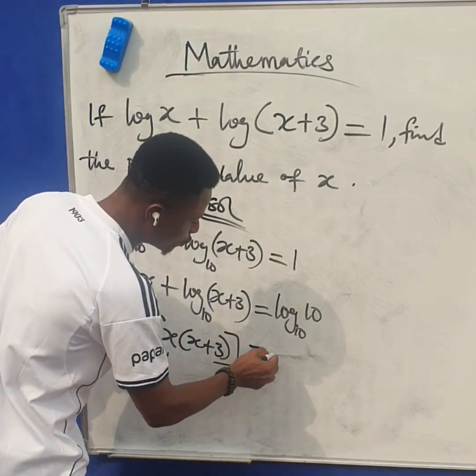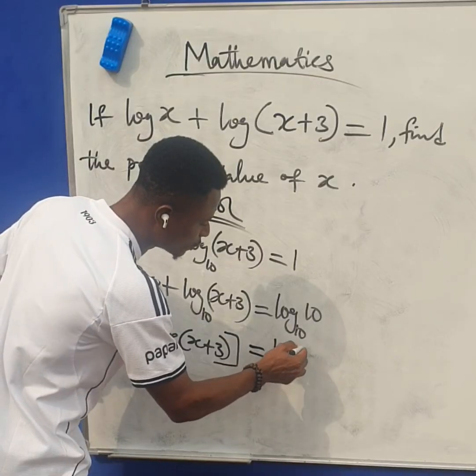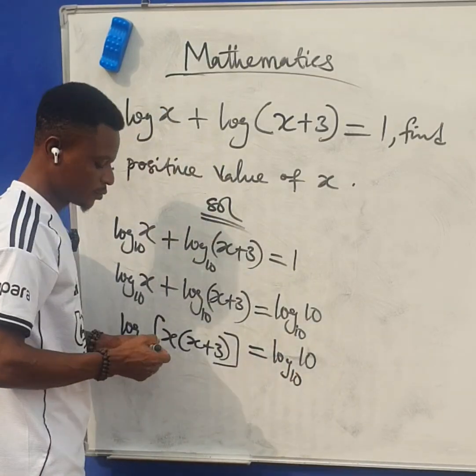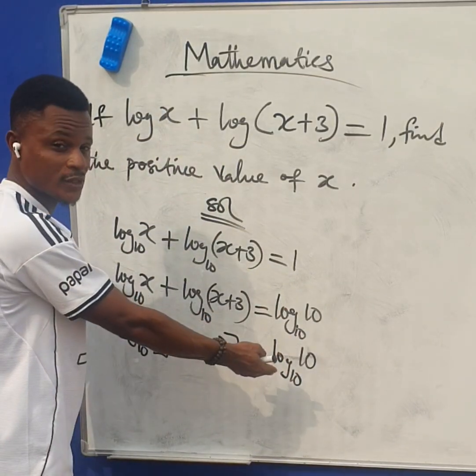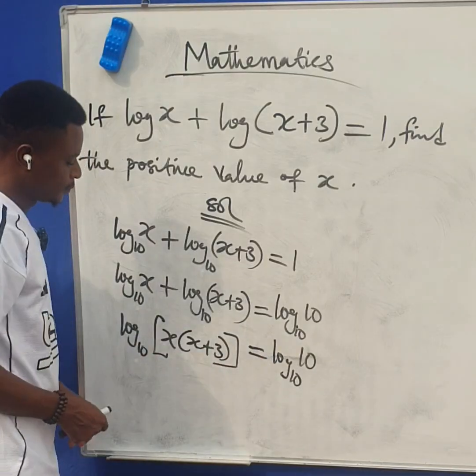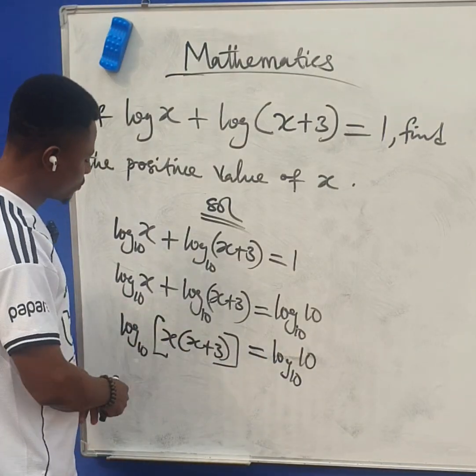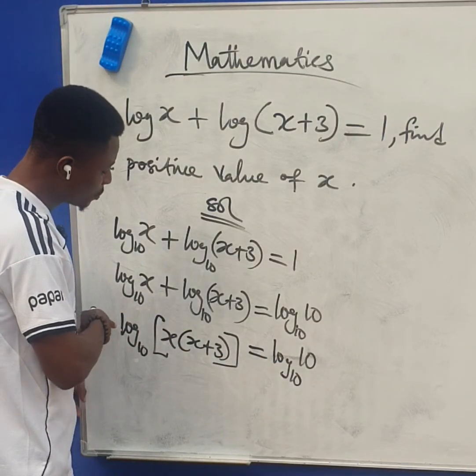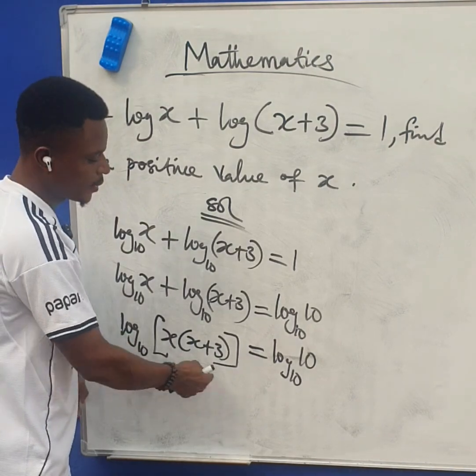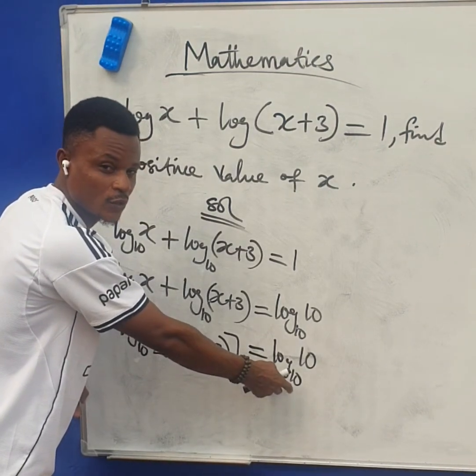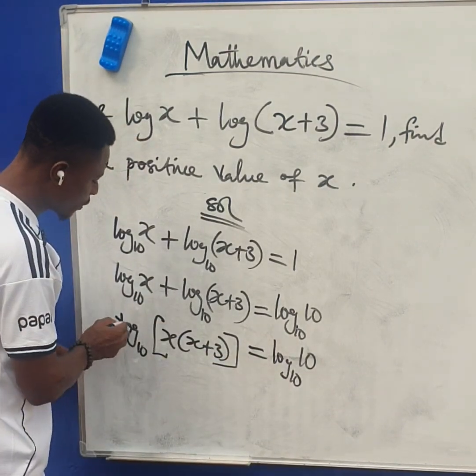Now, that will be equal to log 10 base 10, which is what we have on the right-hand side of the equation. If you look at this, because we have log base 10 here and log base 10 also on the other side of the equation, both of them will cancel out.